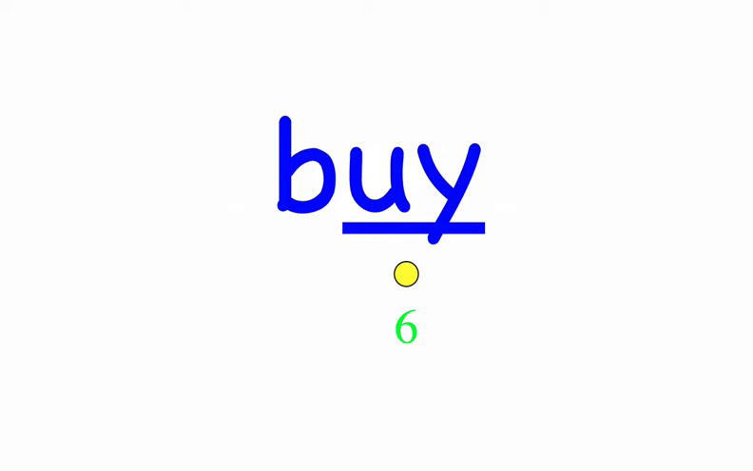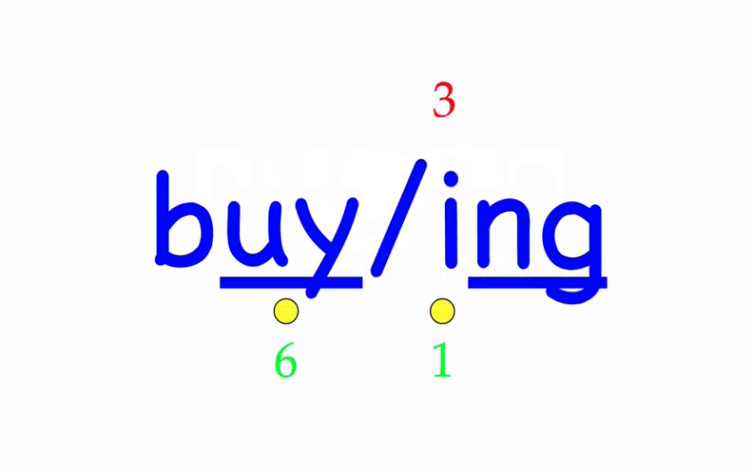Buying. Now we have a two-syllable word. First syllable is buy, two sounds, I. Ing, two sounds. Buying, mark the word, buying. And of course, when you have a vowel plus Y at the end of the root word, you don't make a change to the Y when you're adding an ending.